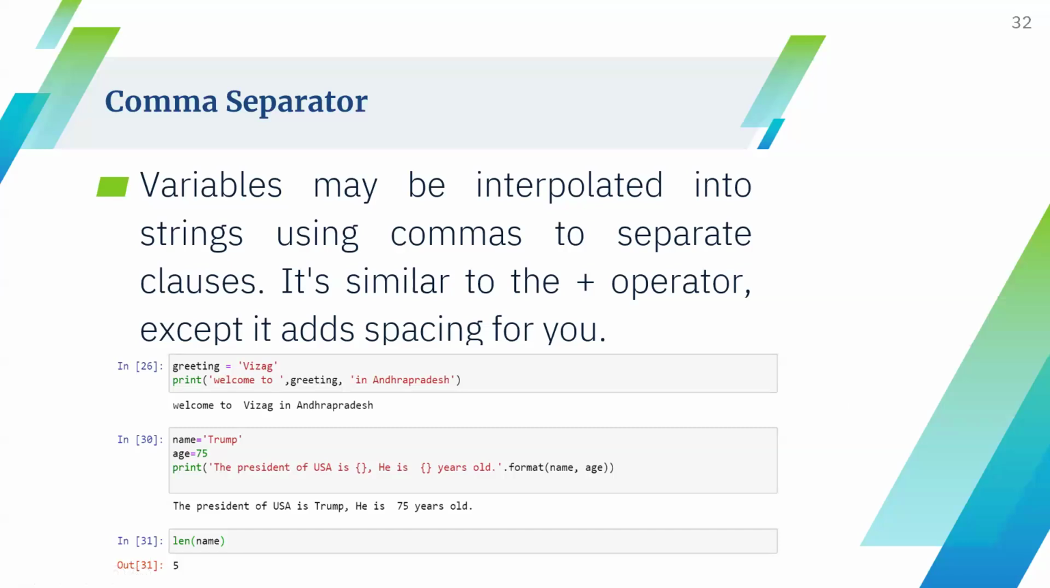So you're using a comma operator here. Right? So now see the example here, name equal to Trump, age equal to 75. I'm going to bind the values here. Now see, I'm going to get a formatted output here. The president of USA is Trump. His age is, right, what is the age? He is 75 years old.